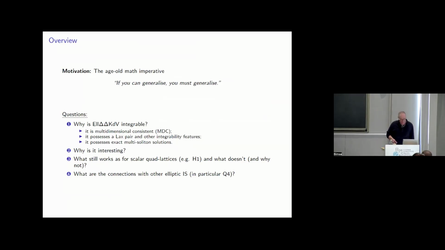That is what we call MDC, multidimensional consistency, and it's a very strong property which limits the number of equations very strongly to the integrable cases. But apart from that, there are also other integrable aspects that are well known, like Lax pairs, and for instance also the existence of multi-soliton solutions. So then the question is, why is it interesting to look at such a complicated system?